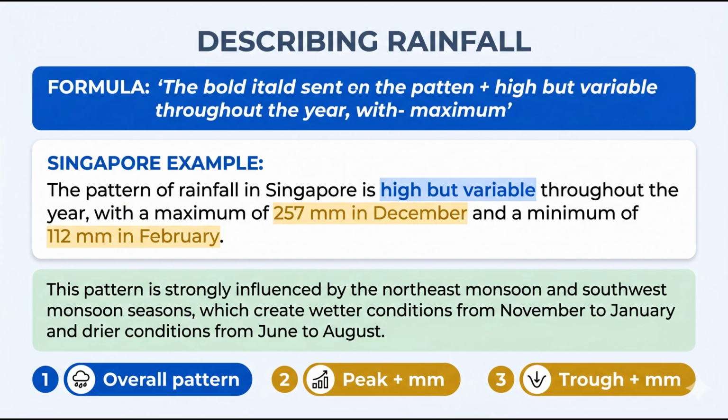See the green card below that? If there's a clear seasonal pattern, like the northeast monsoon making November to January wetter, you can add that as a 3rd sentence. It shows geographical understanding and can earn an extra mark on higher level questions. For a basic 2-mark describe question, the 2-sentence formula is enough.